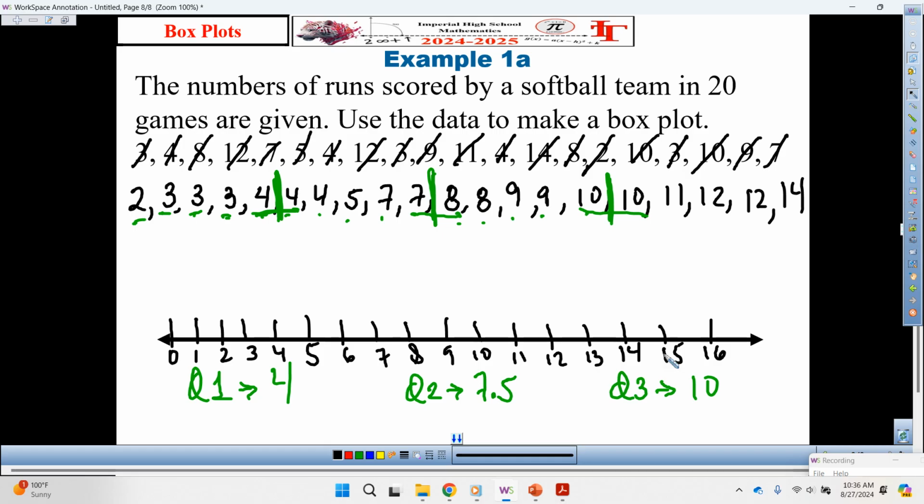All right? So here we go. Let's first make our box. Ready? How do we make our box? With all the Q's. Let's go to 4. Here's 4. Go right above that, somewhere floating up here. Plot your 4, your Q1.